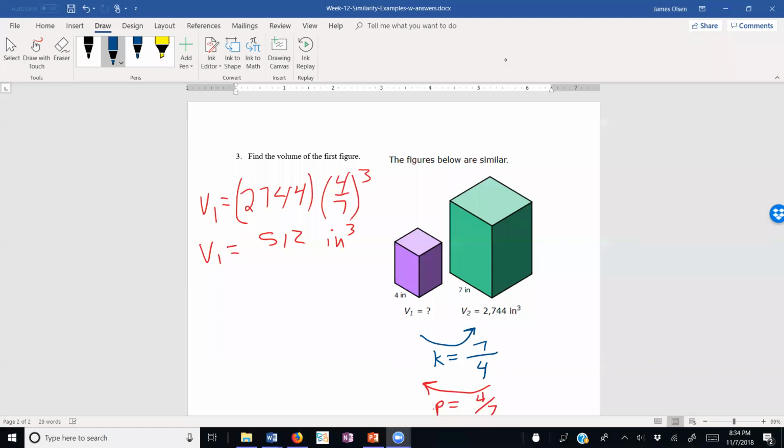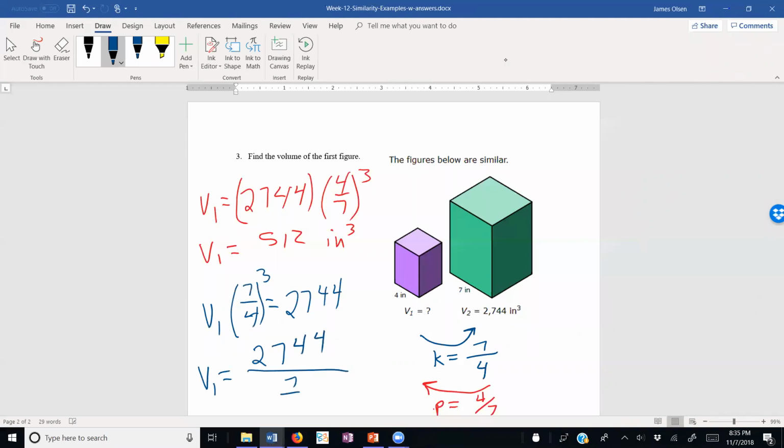Now, kind of for the purposes of note-taking, let's do this a different way. It's also the case that V1 times 7/4 would give us the larger volume, which is 2744. 7/4 cubed. And then if we divide by that, V1 is equal to 2744 divided by 7/4 cubed. And we know to divide by a fraction, we need to invert and multiply. So dividing by 7/4 cubed is the same as multiplying by 4/7 cubed, and we're going to get the same answer.